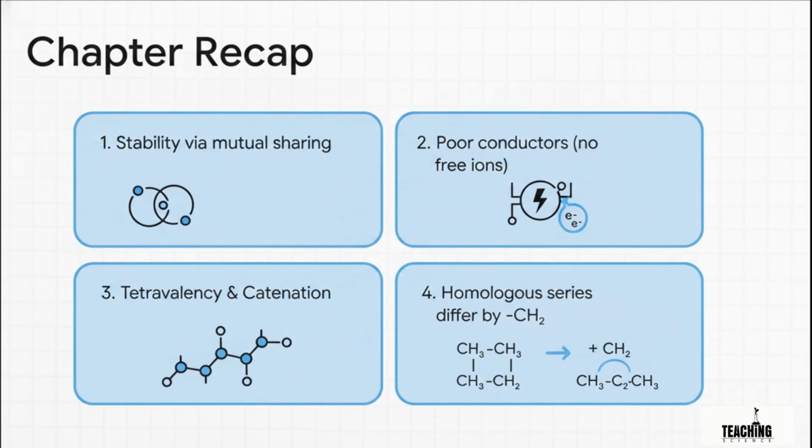All right, let's do a rapid-fire 1-minute chapter revision to really lock these high-yield concepts into your brain. Number 1. Carbon achieves stability by mutual sharing, forming covalent bonds. Number 2. Covalent compounds are poor electrical conductors because there are no free ions. Number 3. Carbon's unbelievable versatility comes from its tetravalency and its catenation superpower. And finally, members of a homologous series always differ from their immediate neighbors by exactly 1 CH2 unit.